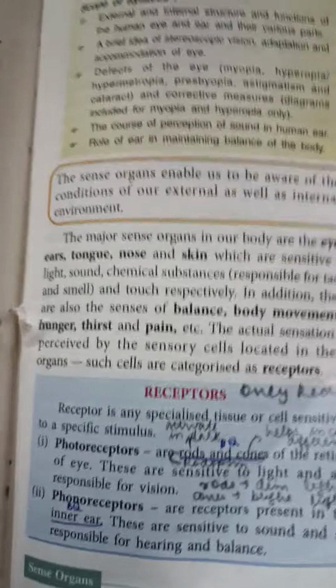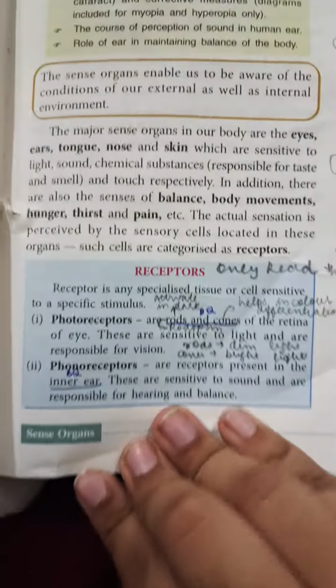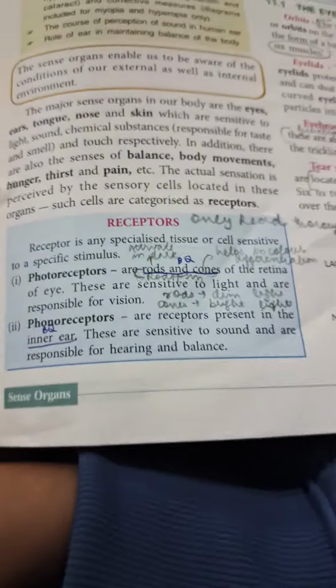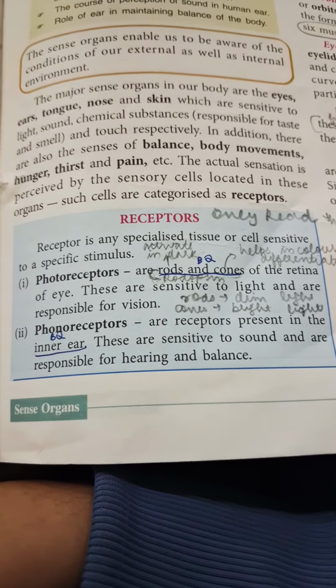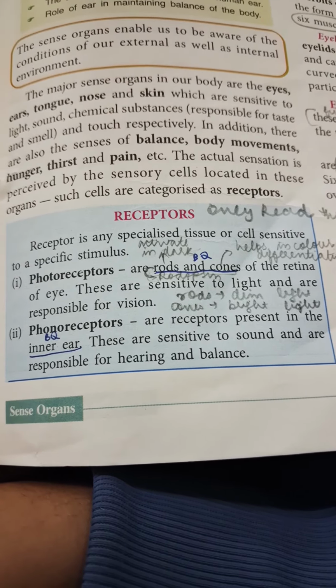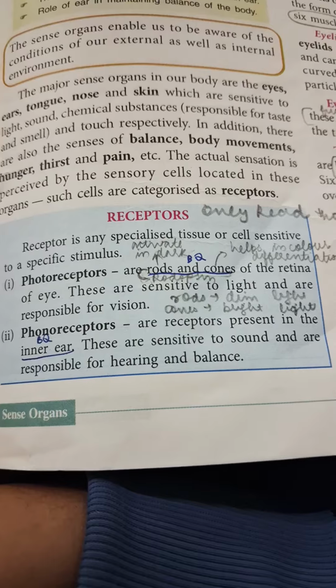So now this retina has rods and cone cells, and the retina is the one which actually perceives the image because it has rods and cone cells. So they are sensitive to light and are responsible for vision. Furthermore, we'll actually discuss in detail the function of rod and cone cells.